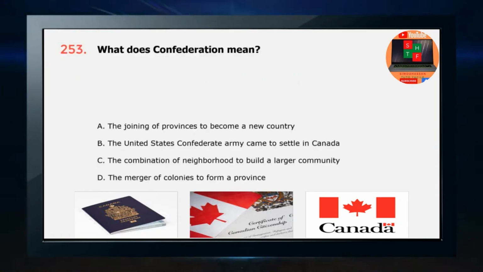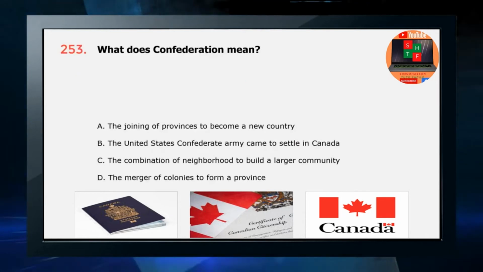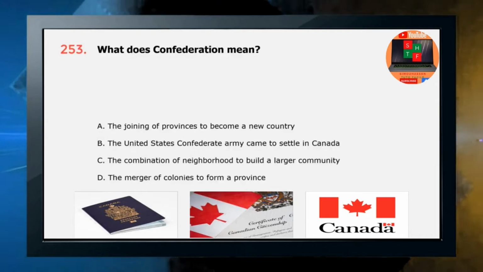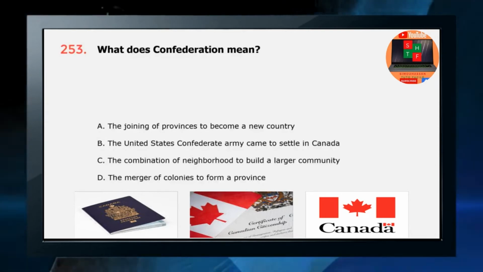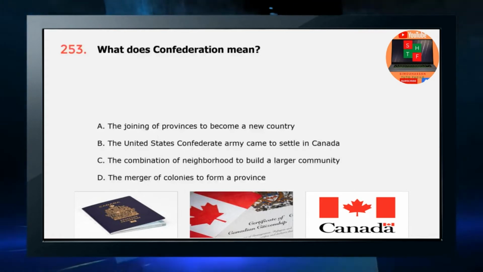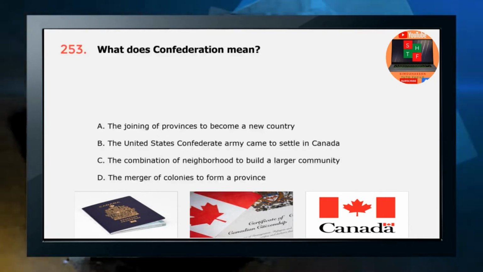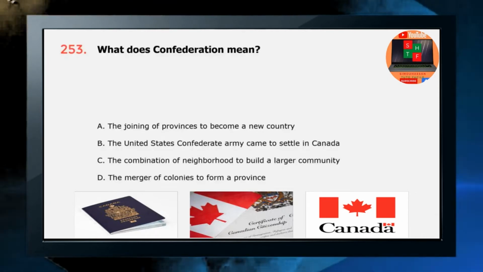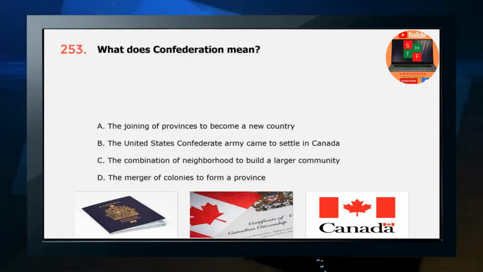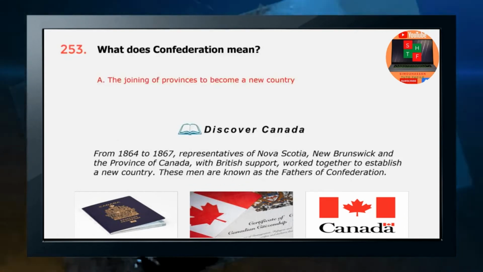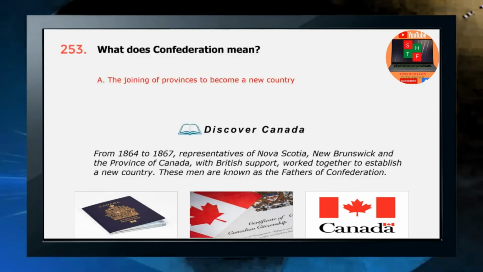Question 253. What does confederation mean? A. The joining of provinces to become a new country. B. The United States Confederate Army came to settle in Canada. C. The combination of neighborhoods to build a larger community. D. The merger of colonies to form a province. The answer is A. The joining of provinces to become a new country.